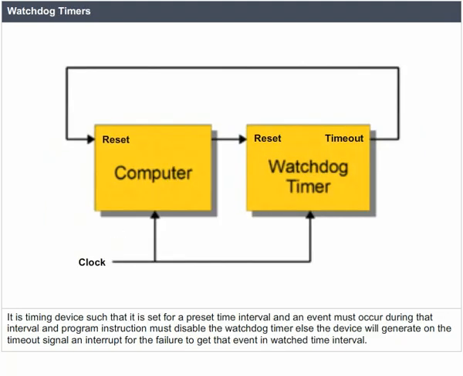Watchdog timers. A watchdog timer is a timing device that is set for a preset time interval, and an event must occur during that interval, and a program instruction must disable the watchdog timer. Otherwise, the device will generate a timeout signal and interrupt for the failure to get that event in the watch time interval.